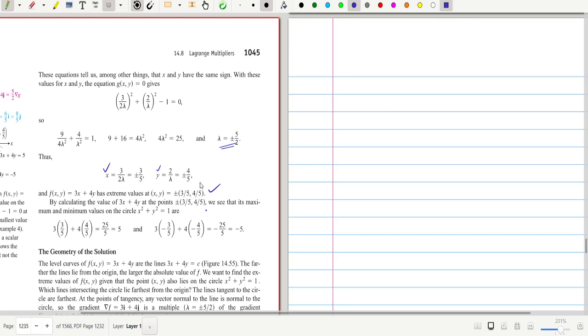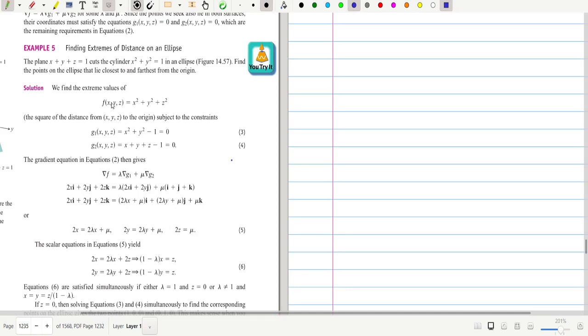Now you evaluate the function f of x y at these points. When you evaluate, we need to find out the maximum value and minimum value of f at these points. So that will give one value as 5 and another value as minus 5. So this is the maximum and this is the minimum value of f. This is how we evaluate the extreme values using the Lagrange multiplier method.